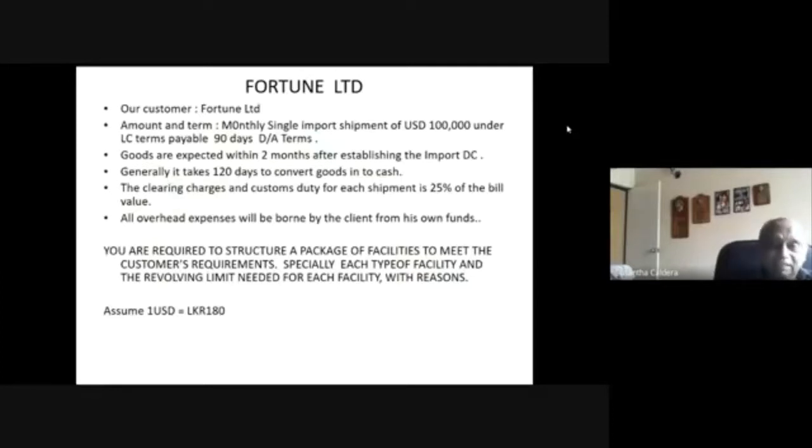Now write: monthly single import shipment of US dollars 100,000 under LC terms payable 90 days DA terms. Write it just like that.